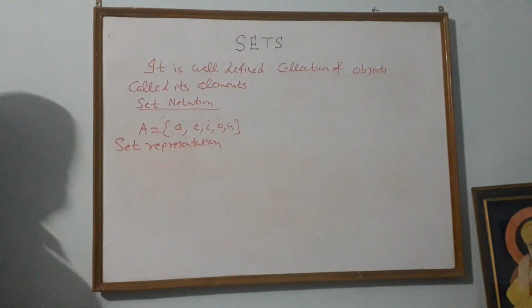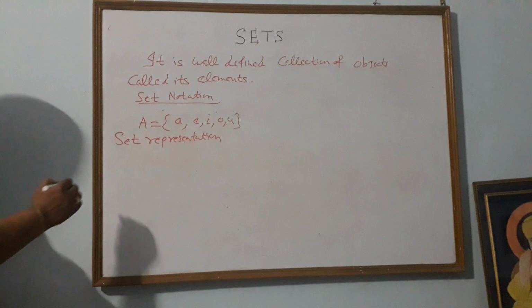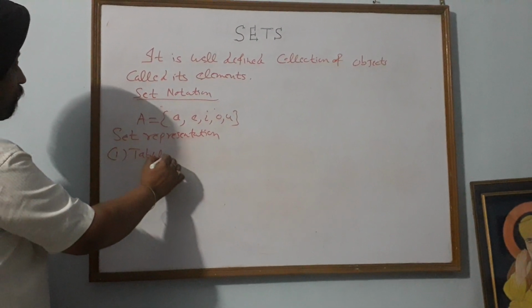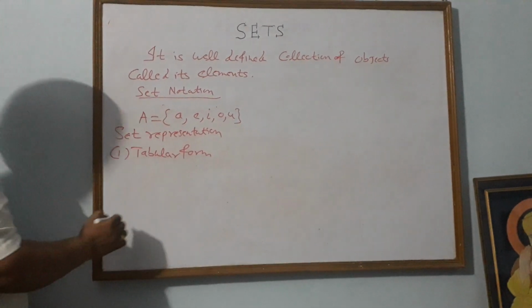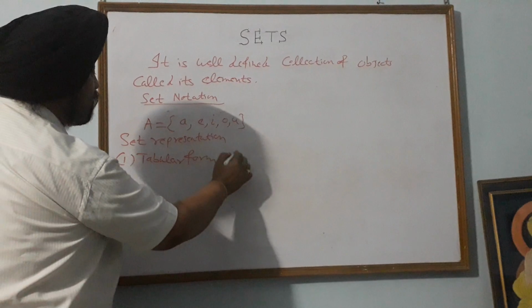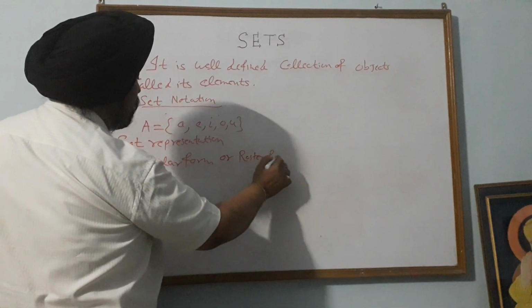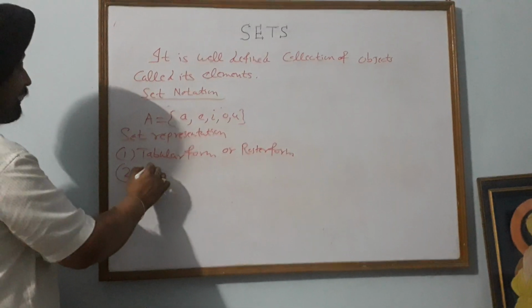Now, set representation. We can represent a set in two ways. First is tabular form, and tabular form is also called roster form. And second is set builder form.